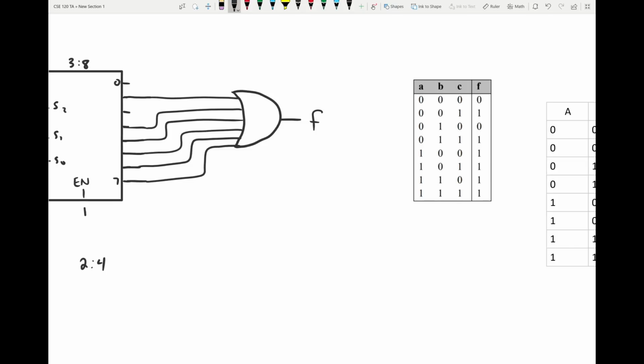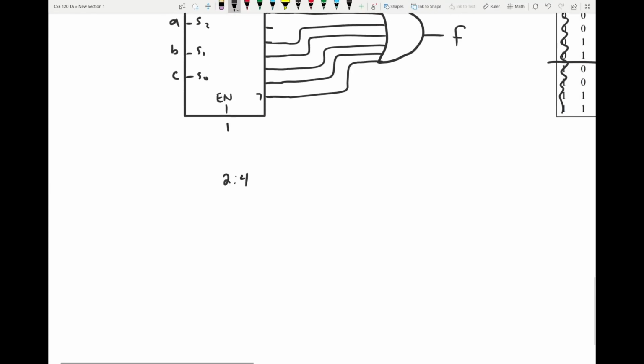So how can we split this up? Well, if we split the truth table in half, now we've got something we can work with. If we were to take A out of the equation, now we can have 2 separate 2 to 4 decoders, where you'll notice B and C are the same for both of these sections here. So let's think about it that way.